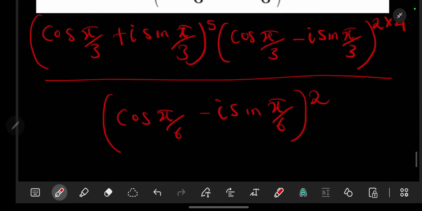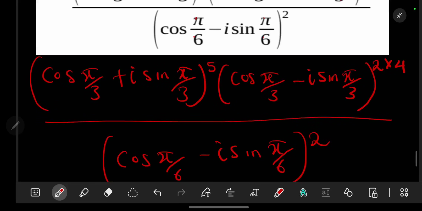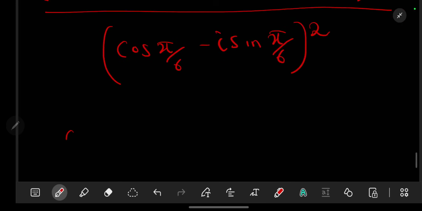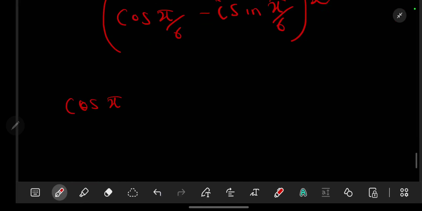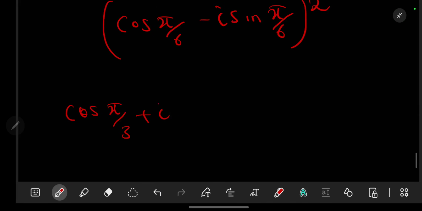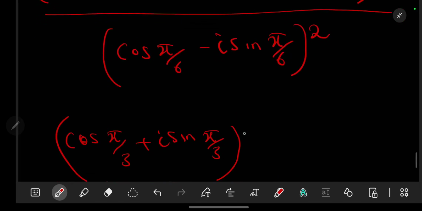So let's deal with the top first. Now what are we going to do? We need to convert this negative into a positive so that they match up there. So we have cos of pi over 3 plus i sine of pi over 3, and this is power 5.